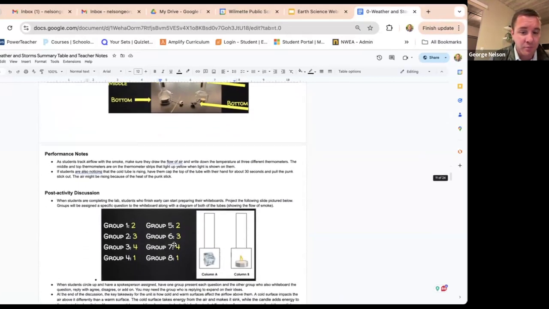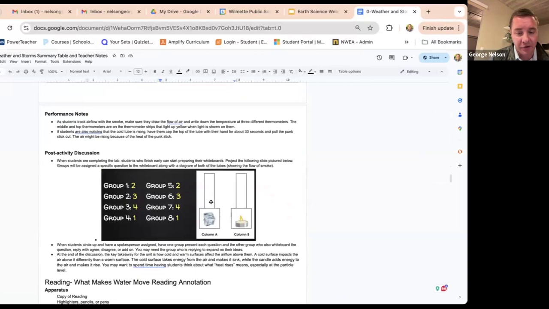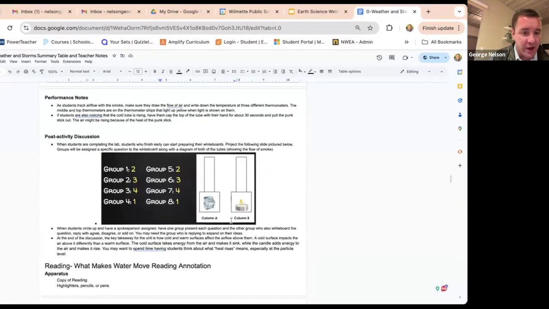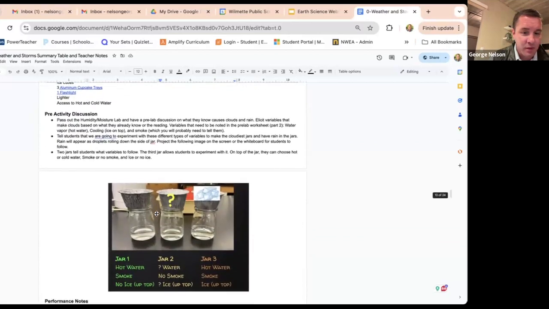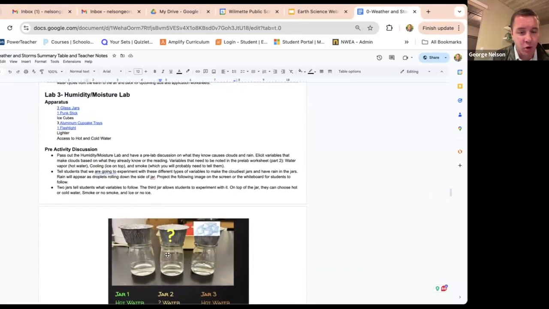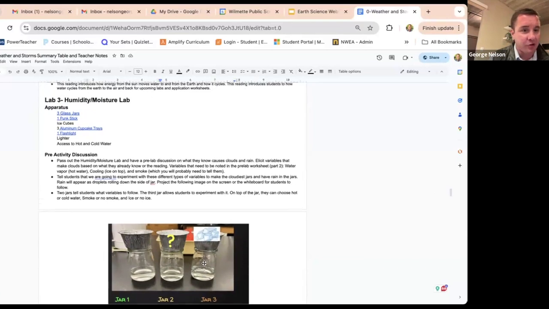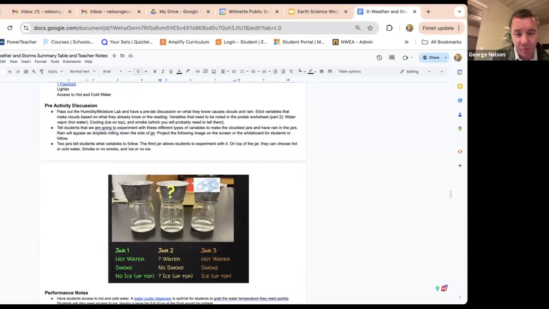into there. Yeah, again, this is just kind of like a diagram version of that. We have a reading with that. Then I start talking about, okay, warm air rises, cold air sinks. Now I have them with these, then I have them do this humidity moisture lab where we put them in different jars, and the jars tell you what to do. They're either putting hot or cold water, they're putting smoke or no smoke in there.